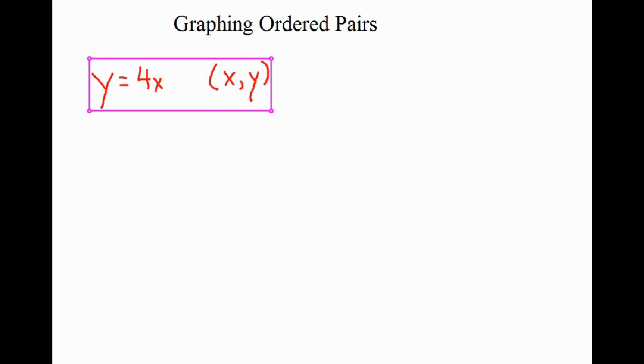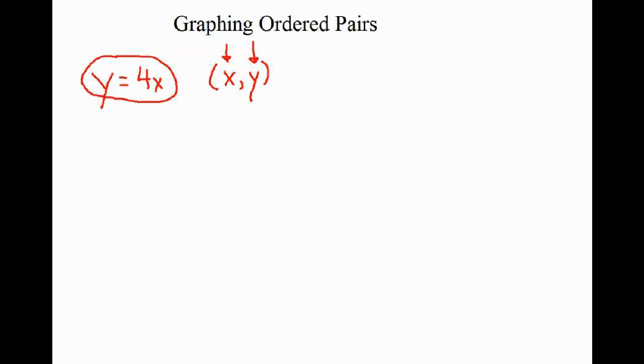The next thing we're going to talk about in relations is called graphing ordered pairs. As we talked about in the last unit, we come up with ordered pairs from an equation. So this was an example of an equation that we had in the last lesson. And when we write an ordered pair, we put it in brackets. The x value comes first, and then the y value with a comma in between.